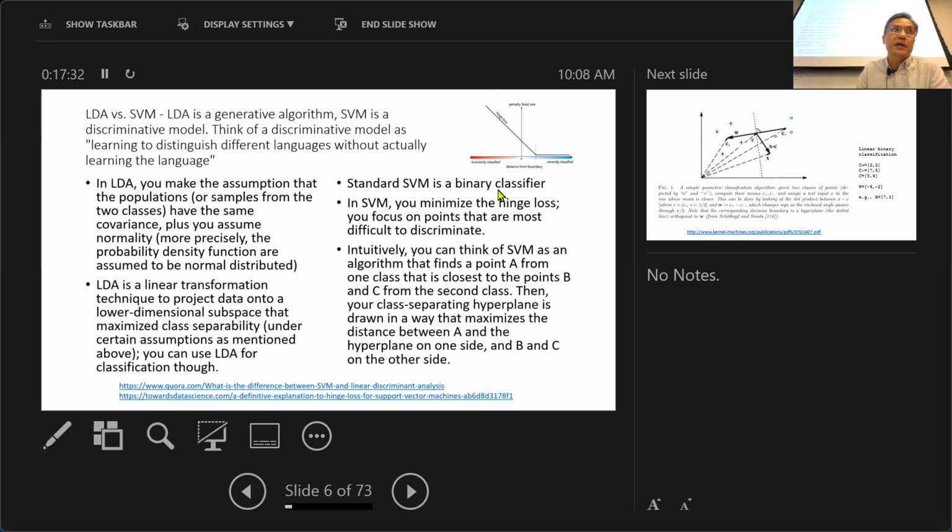Standard SVM is the binary classifier. Okay, you minimize a function called a hinge loss function in order to allow you to find a space between your two classes of data points, and you build a separation line if it's 2D data, or a plane to separate your data points into two classes. And those classes are pre-trained or labeled.